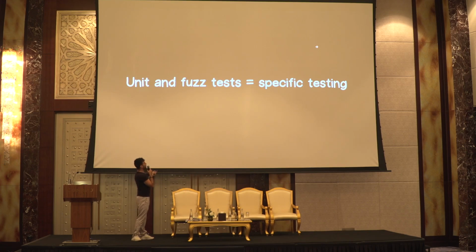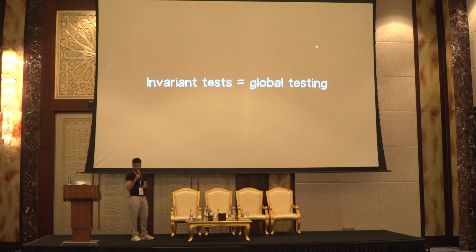So unit tests and fuzz tests are very good at testing very specific things, and invariant tests are more used for global testing. Let's say you have a brand new lending protocol, or an AMM. You might want to use invariant testing to check that some properties are always true. It can also be done for something simpler, like ERC20. But this is the idea. In that case, you might want to use invariant testing.